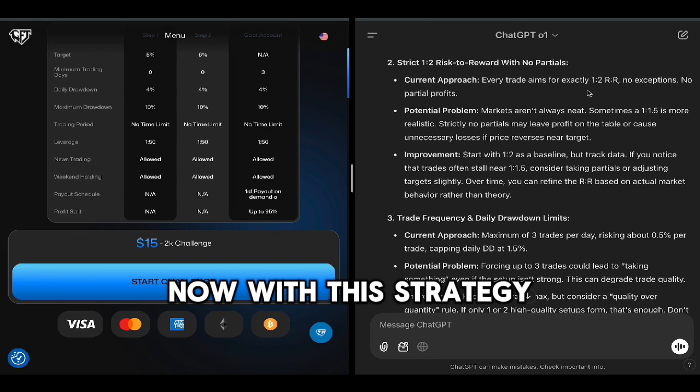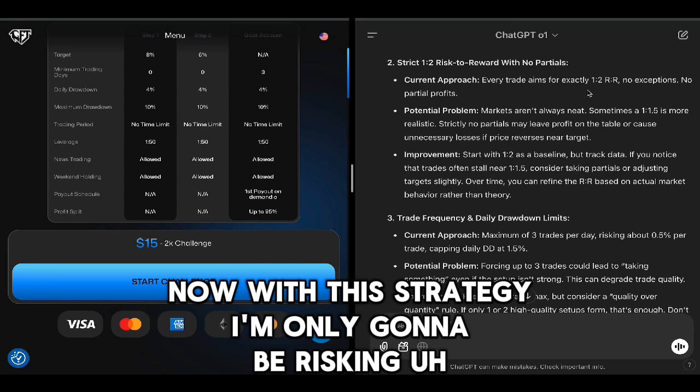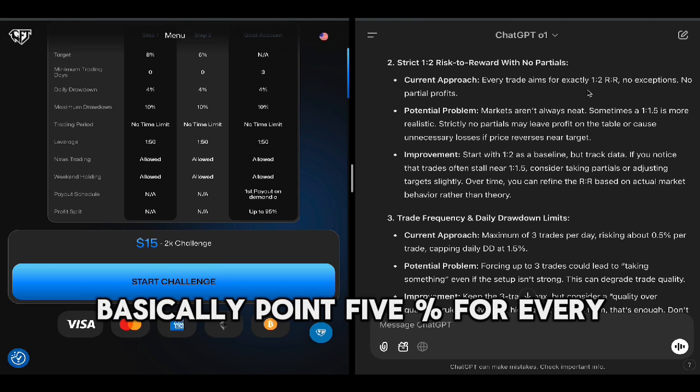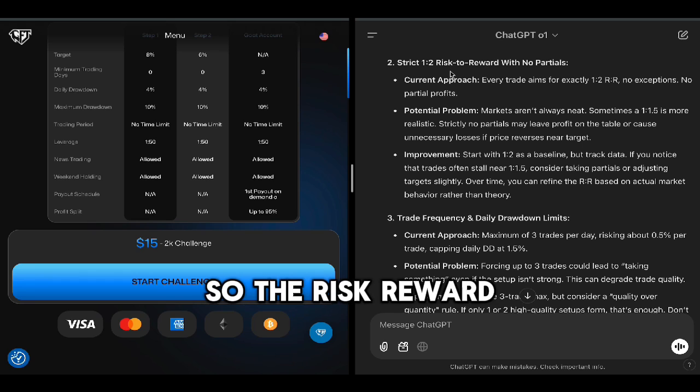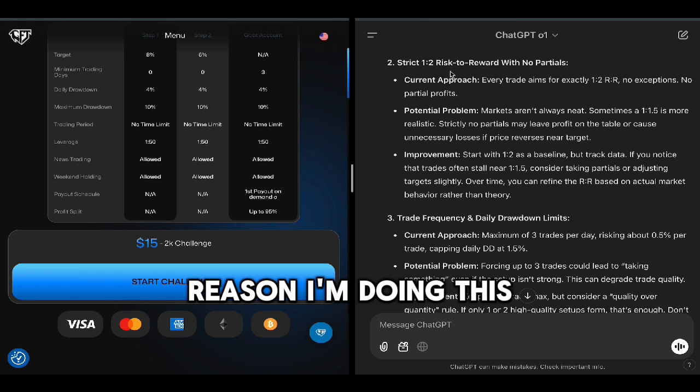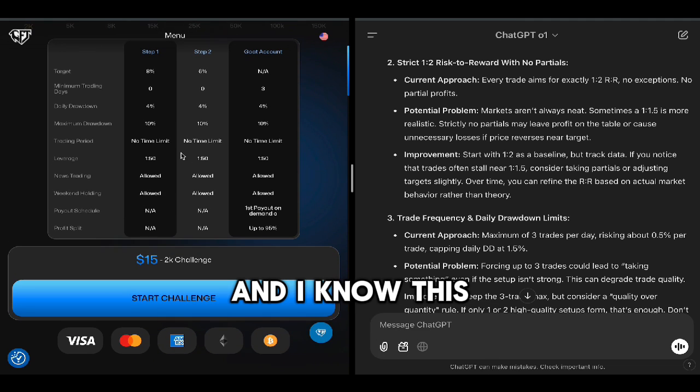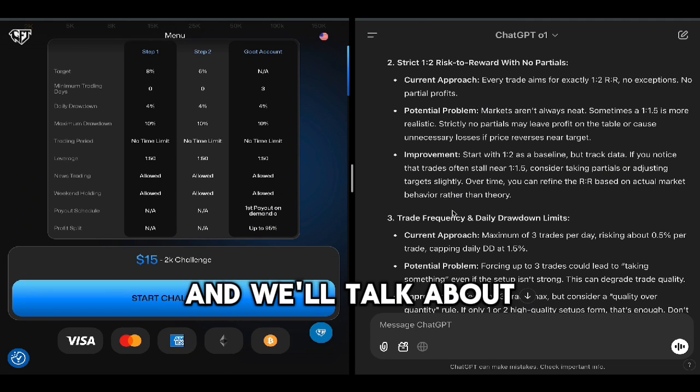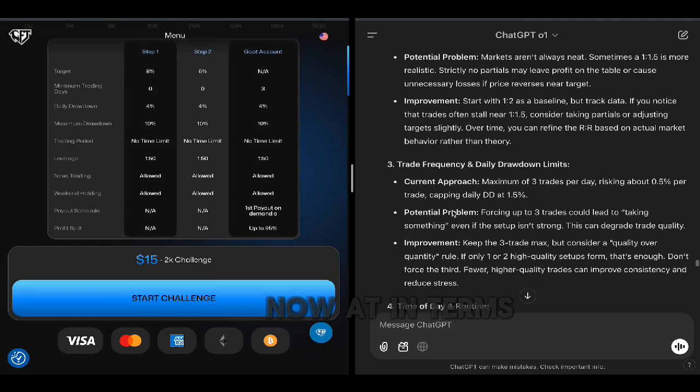Number two is risk reward. With this strategy, I'm only going to be risking 0.5% for every one win. So the risk reward is going to be quite low. The reason I'm doing this is because it's my first account, and I know this is quite a tight one. I might actually change it, and we will talk about it if I do, but this is what I'm going to start with.